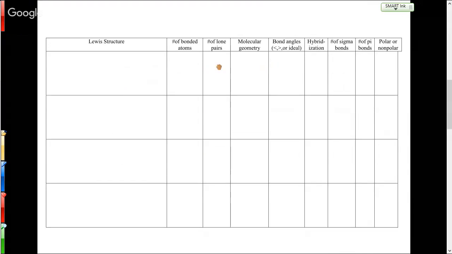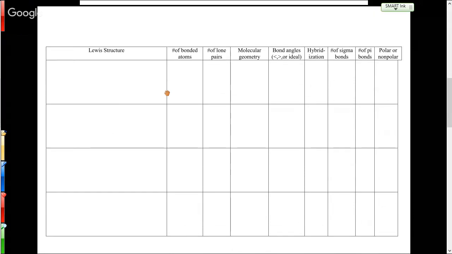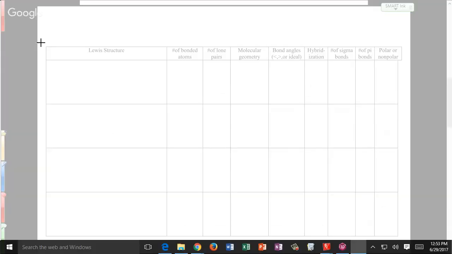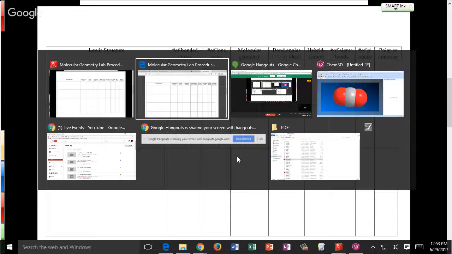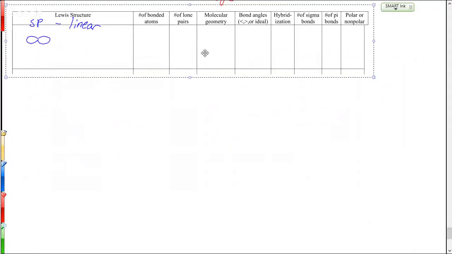But all right, so you've got the first thing filled in. So what's the first one? Somebody tell me. What did you say? Sorry. BH2? Oh, BeH2. Okay. So BeH2, and you drew a Lewis structure. I'm going to assume everybody got it right. Something like that, right? Yeah? Okay. And since we did the first four, you put in that there are two bonded atoms, no lone pairs, the geometry is linear, and the bond angles are 180 degrees. Does that look good? Okay.